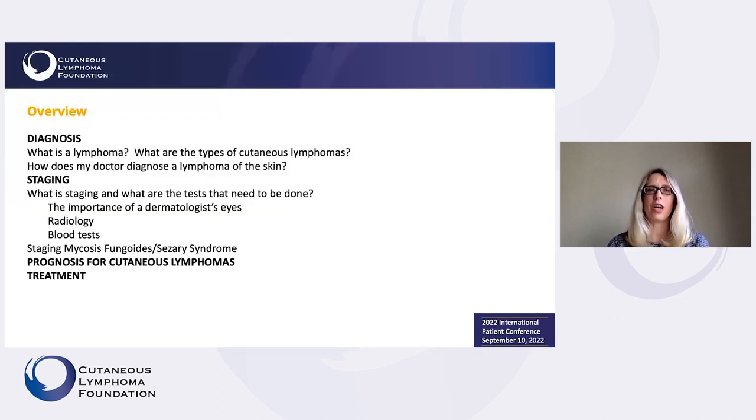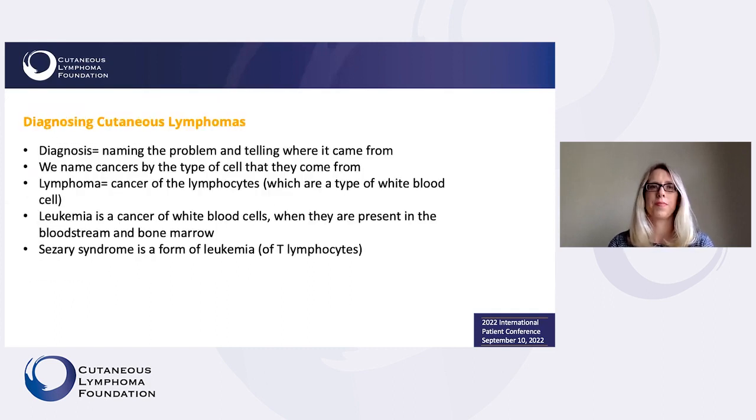As an overview of my talk today, we're going to start by discussing lymphomas. What is a lymphoma? What are the types of cutaneous lymphomas? And how does my doctor diagnose a skin lymphoma? We'll review staging, what it is, what tests need to be done, and how they're done. I will also speak specifically about staging of mycosis fungoides and Sézary syndrome, as these are the most common cutaneous lymphomas that we see here in the United States. We'll very briefly go over prognosis of cutaneous lymphomas and also some of the treatment options that are available for patients.